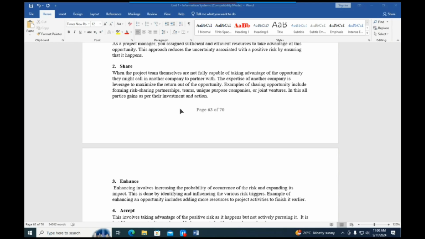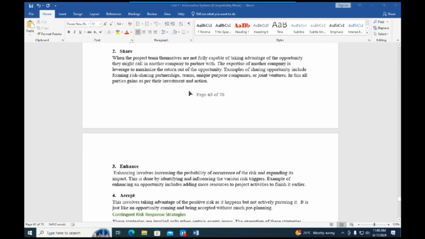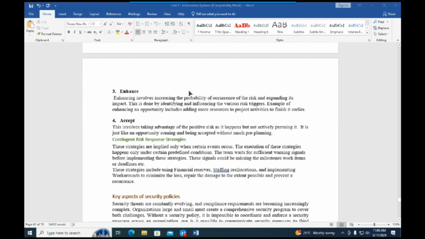Examples of sharing opportunity could be forming risk sharing partnerships. We have teams, special purpose companies, and joint ventures. And all these parties that are sharing this risk are going to gain based on what they have invested and whatever actions they are taking.